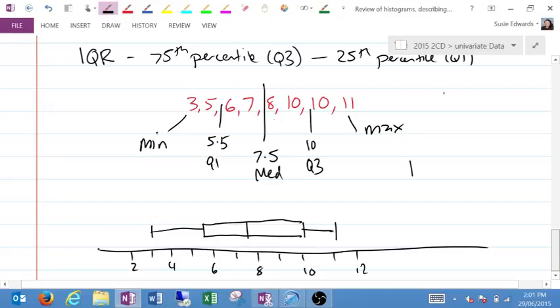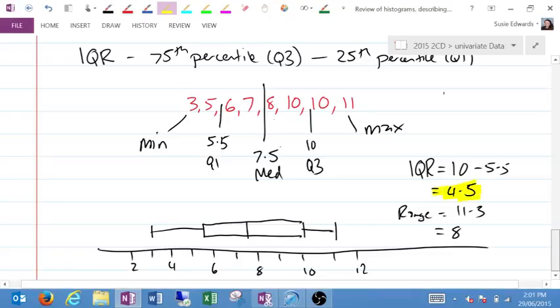How do we find the interquartile range? Q3 take Q1, so 10 take 5.5, which is 4.5. How do I find the range? Max minus min, so 11 take 3, which is 8. There are 2 things we need to be able to find. I find this really easy. Once you've got the hang of it, it's simple. Are there any questions about that?